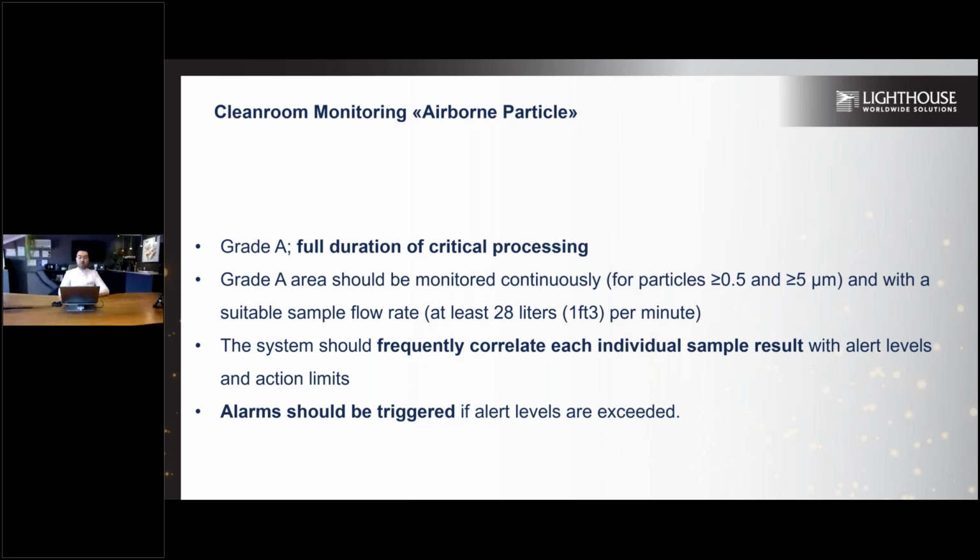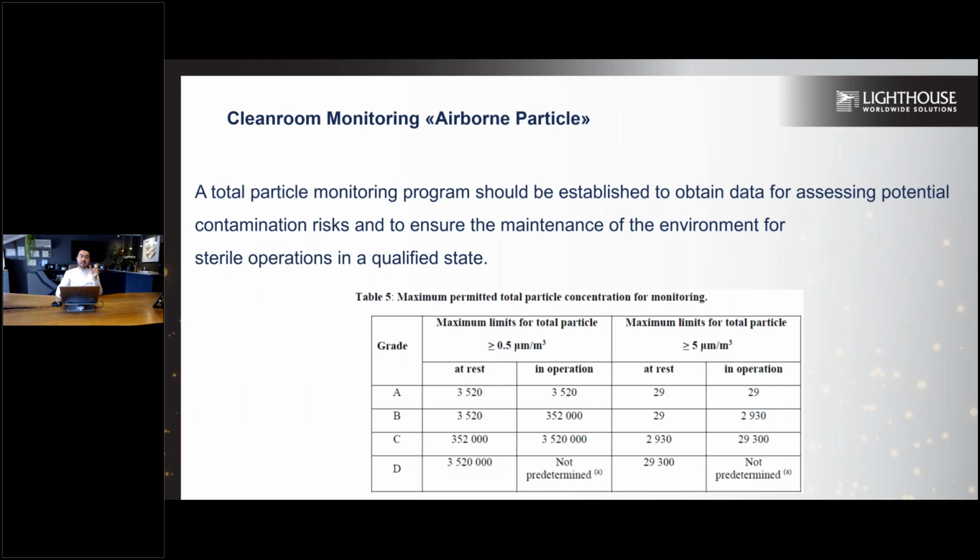And the grade A area should be monitored continuously for 0.5 and 5 micron with a suitable sample flow rate, at least 28 liters per minute, which is 1 cubic foot of air. The system should frequently correlate each individual sample result with alert level and action level, which means you don't have to wait until 1 cubic meter of air is sampled for your monitoring to fit with table 5, which I showed you here. You can have a certain level.